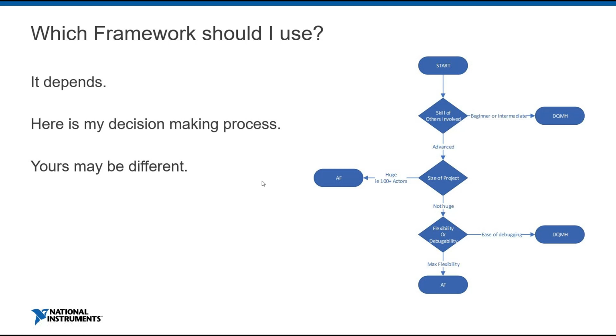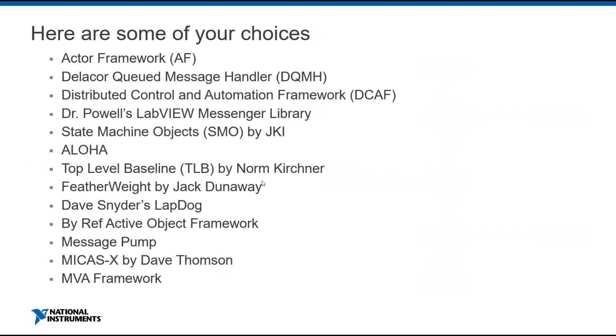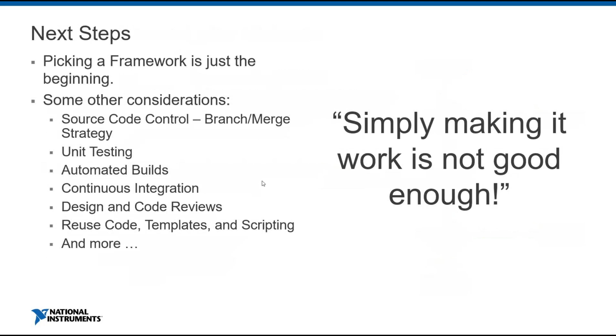So hopefully that helps you start thinking about the problem. And if you don't standardize on one framework, or maybe you have two that you use, I recommend making some kind of decision tree like this. I think it's useful. So here's your list of choices again. We're almost done.